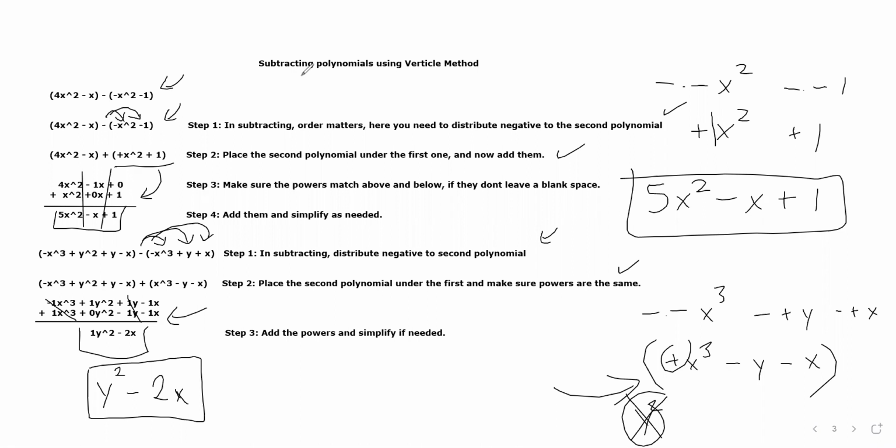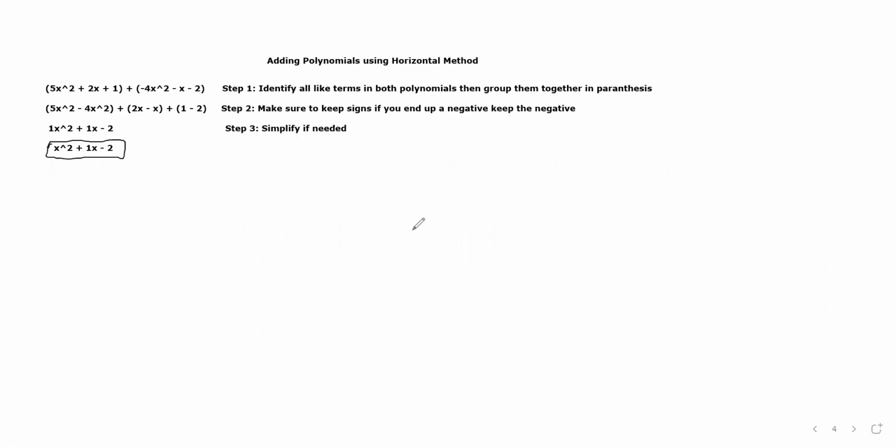Yeah, so you end up with that. And that's basically how you subtract using the vertical method. Okay. All right, so what about adding using the horizontal method?